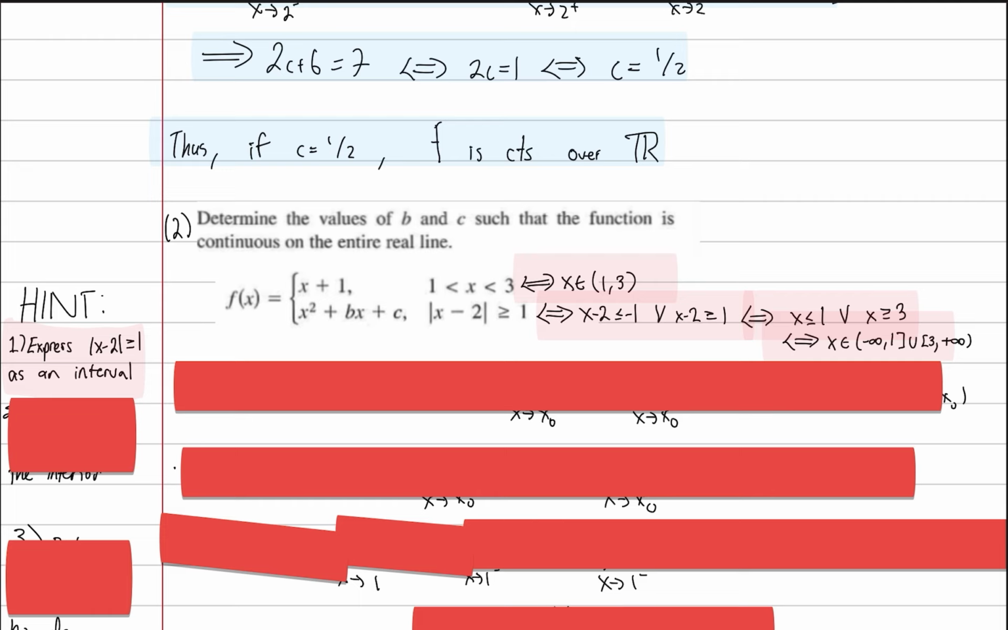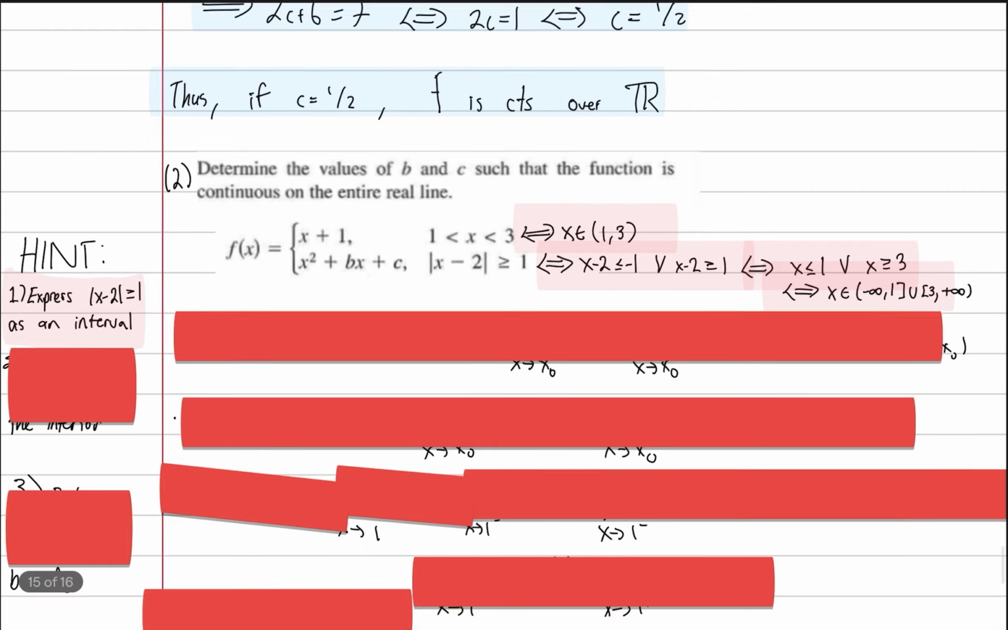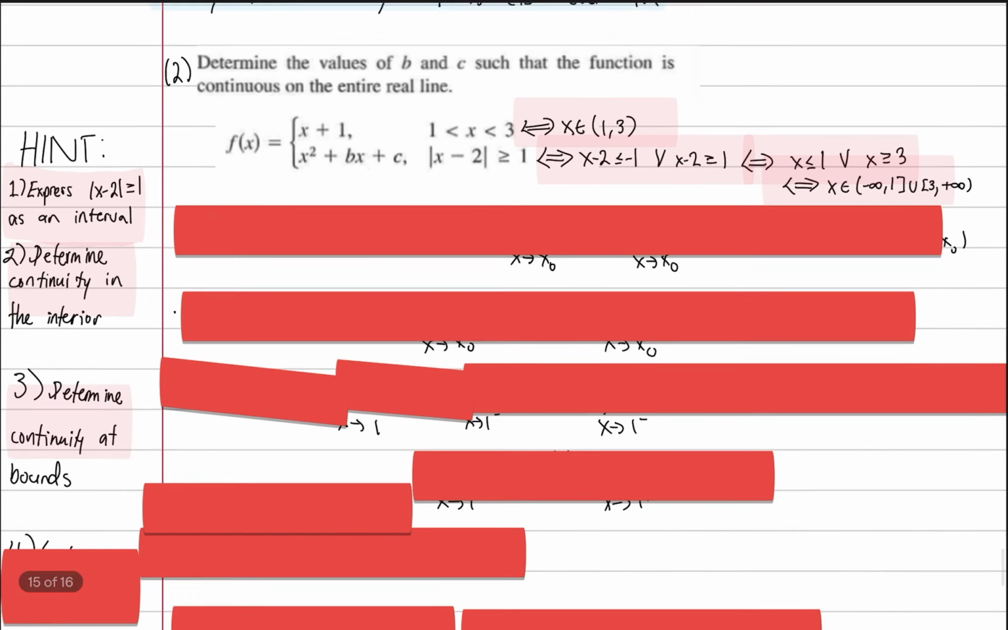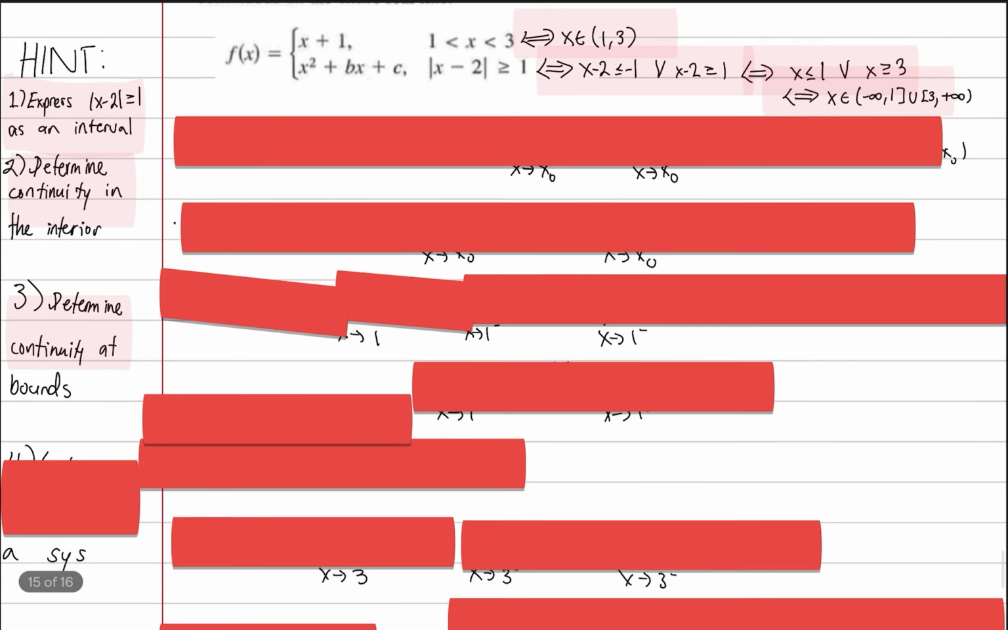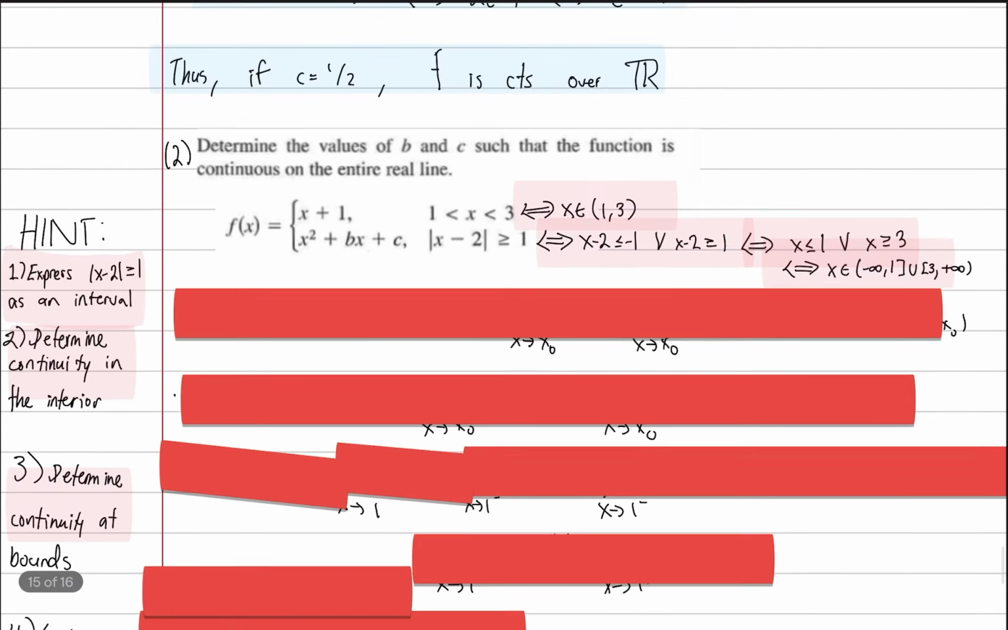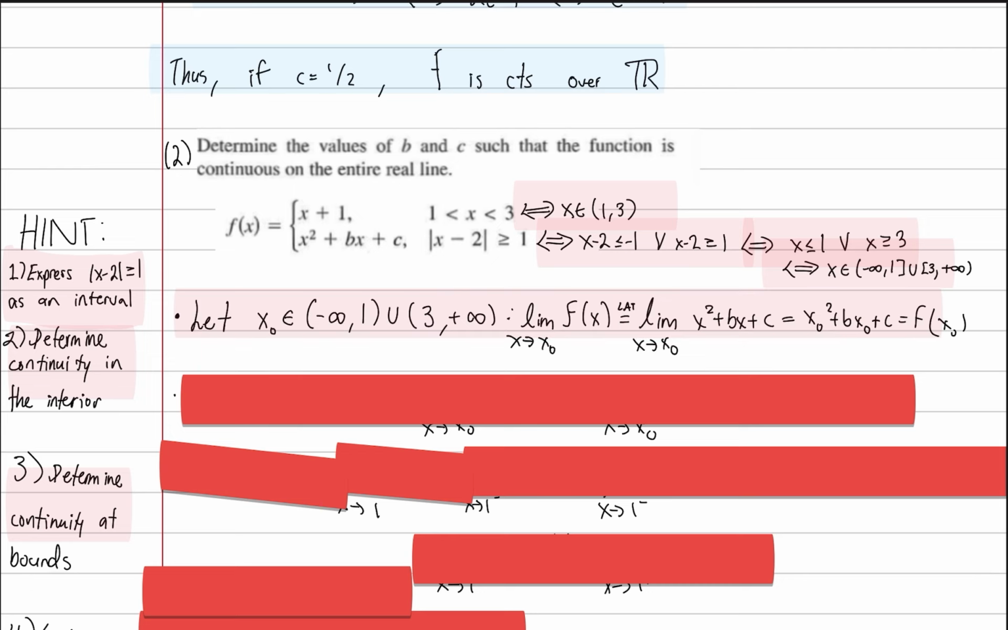Now, what is our second hint? We want to determine continuity in the interior. Our third hint is to determine continuity at the bounds, so 1 and 3. And our final hint is to combine any equations we have into a system of equations. So we haven't gotten there yet, but let's start off with the second one. So we're gonna consider this interior.